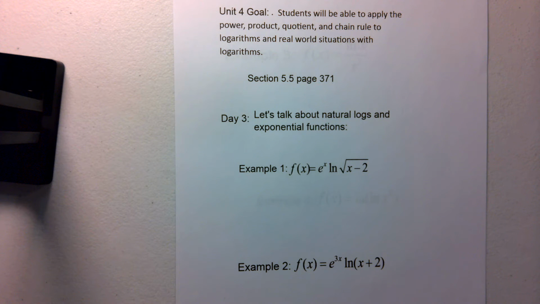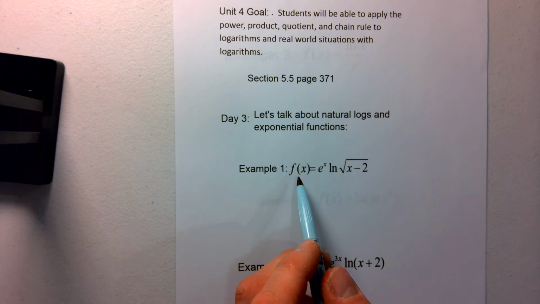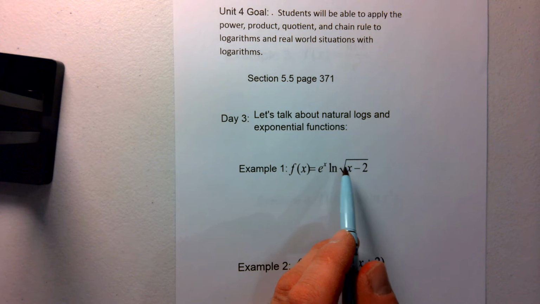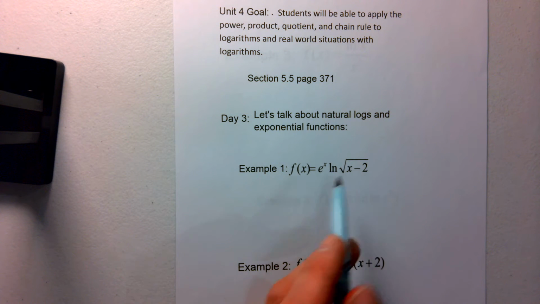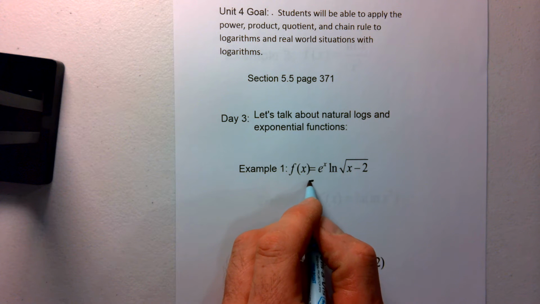Rolling on in section 5.5, we're talking today natural logs and the exponential functions. So we've talked e's way back when. Now we're throwing in our natural logs to our problems. So example 1 here, f of x equals e to the x natural log of the square root of x minus 2. What am I going to do?